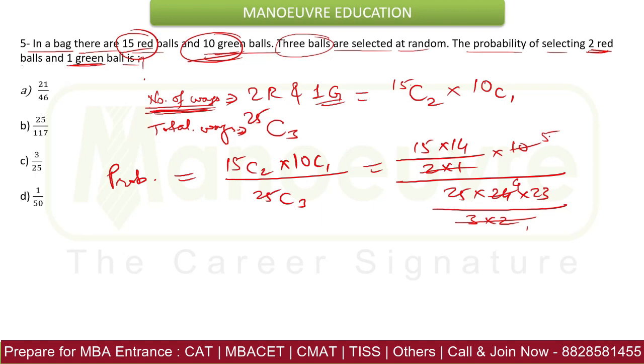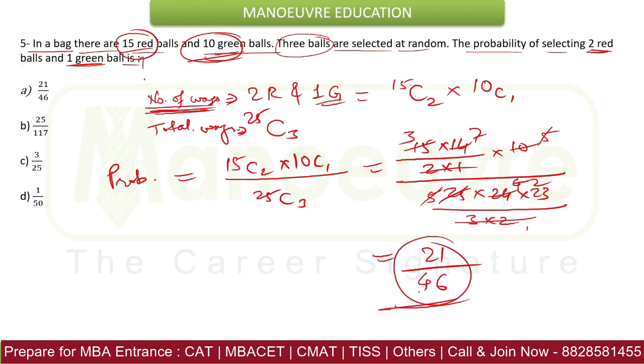This is 5 ones and 5 fives. Again 5 ones and 5 threes. And this is 2 twos and 2 sevens. So that will be 3 sevens are 21, and 2 into 23, that is 46. So this will be the required probability, 21 by 46. So option A will be the answer over here.